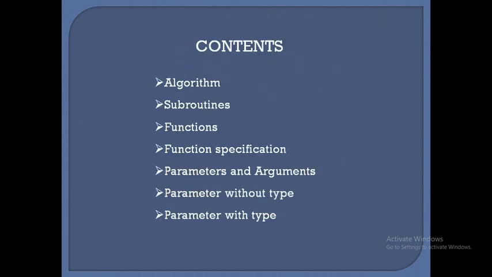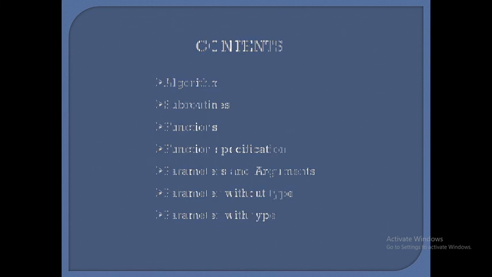Algorithm, subroutines, functions, function specification, parameters and arguments, parameter without type, parameter with type. First we are going to see the algorithm. When you take time to complete a task, the most important criteria is writing and evaluating the algorithm. So what is an algorithm?